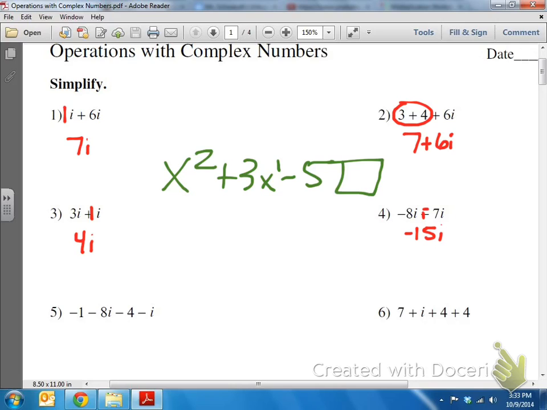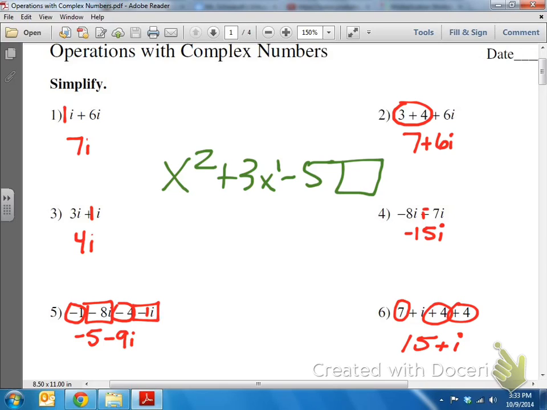So number 5 is a good example of what we just talked about. Let's start with my real numbers, which are negative 1 and negative 4. They're like terms, same sign, add and keep, so I'm going to get negative 5. Then we do the imaginary, so negative 8 minus i will give me negative 9i. And again on number 6, let's do the real numbers first. So 7 plus 4 plus 4, which will give me 15, and then plus i is the only thing left.